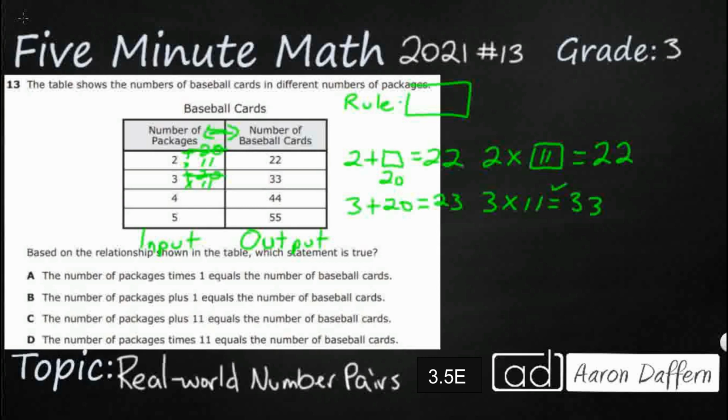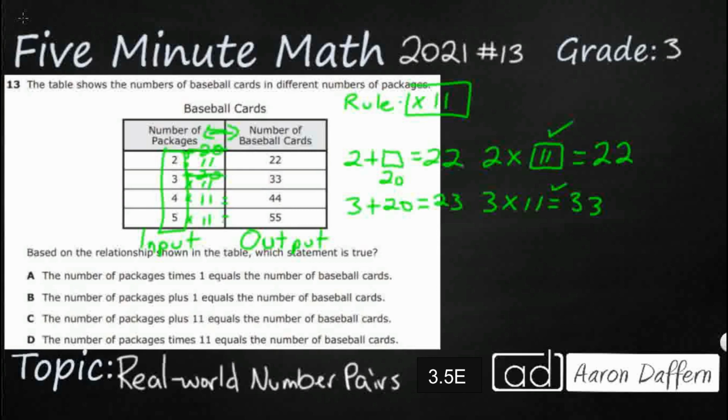Yes, it does. Just to double check, let's see if the times 11 works on the next few rows. Times 11. 4 times 11. Yes, that makes 44. 5 times 11. Yes, that makes 55. So our rule is we're going to multiply by 11. What that means is you take your input, which is our number of packages, you multiply it by 11, and you're going to get your output.